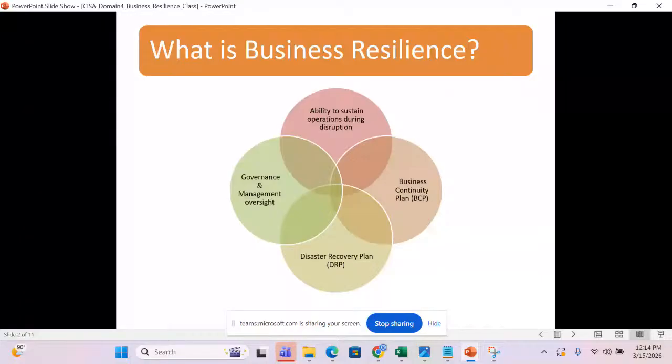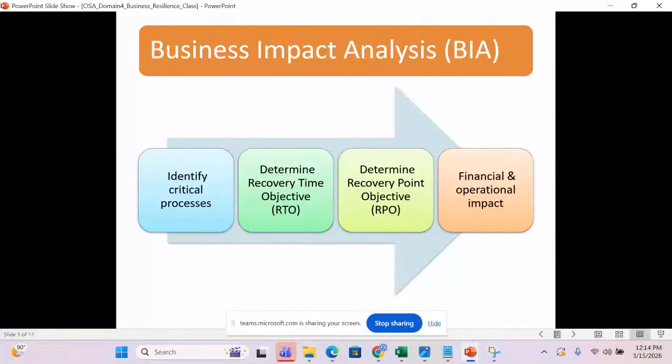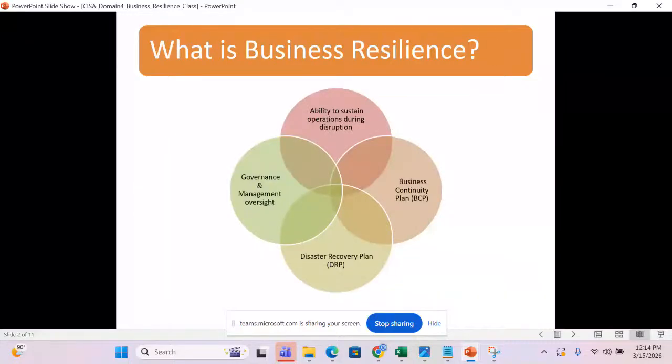Okay, so just like I was saying, we have other areas that embody business resilience. We have something called the business continuity plan. We have something called the business impact analysis. We have something called the disaster recovery plan. We have something called the governance and management oversight. So all of these are embedded into business resilience. So why are they embedded? The question is, why are they embedded into business resilience?